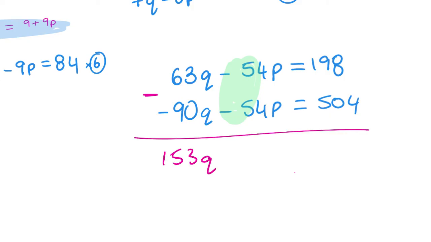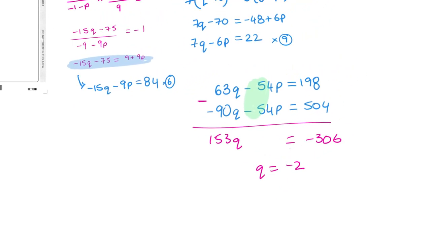153Q. Minus 54 minus minus 54 is the same as minus 54 plus 54, which is 0. Okay, and 198 minus 504 equals minus 306. So, Q equals minus 306 divided by 153 equals negative 2. Now, if you did just put this into your calculator, I'm not really sure. Yeah, that's correct. It says M3 dependent on correct method. So you might not even get this.